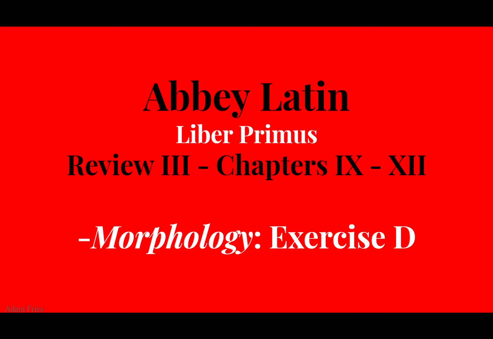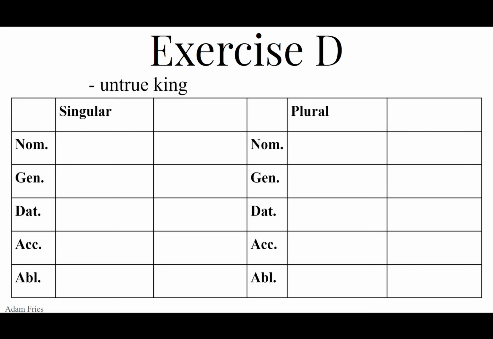Review 3, chapters 9 through 12. This is morphology exercise D. We are to decline the following noun-adjective pairs in Latin. We are given the English "untrue king." We need to decline that noun-adjective pair, untrue king.